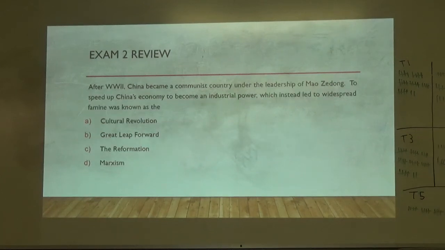Alrighty. After World War II, China became a communist country under the leadership of Mao Zedong to speed up China's economy to become an industrial power, which instead led to widespread famine, and this was known as, is it A, Cultural Revolution, B, the Great Leap Forward, C, the Reformation, or D, Marxism?